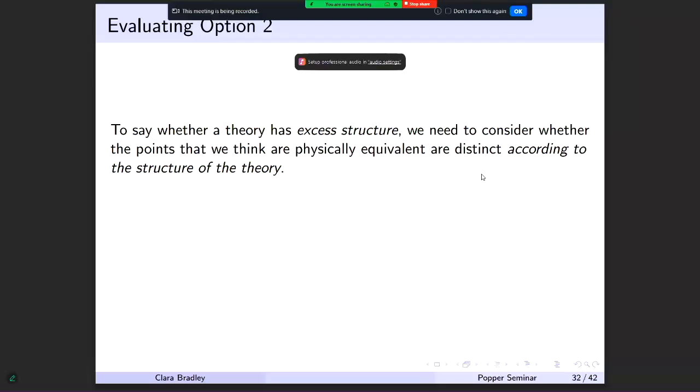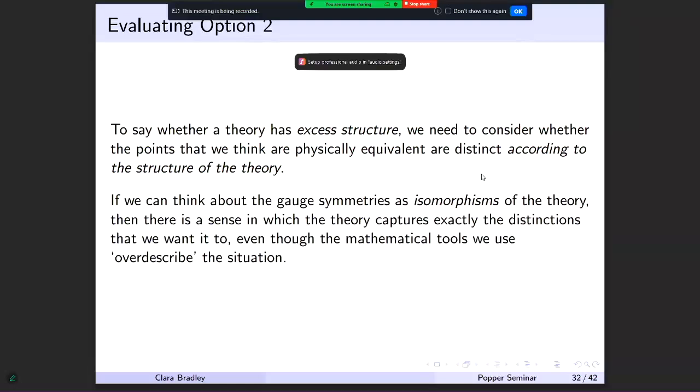we don't think there's a real significance to the 0 point that we draw, because Euclidean space doesn't pick out that 0 point. Here we're asking a similar thing. We can write down these different points on the Lagrangian side, but are they actually distinct according to the structure of what these theories actually are? Or in other words, if we can think about the gauge symmetries as actually being isomorphisms of our theory, then there's a sense in which the theory captures exactly the distinctions that we want it to, even though the mathematical tools that we're using seem to over-describe our situation.